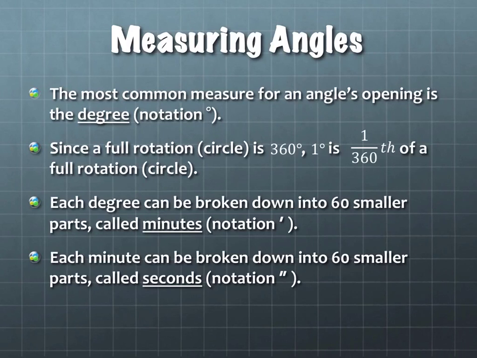Now let's talk about measuring angles. This is where I was headed and got a little ahead of myself. Sorry about that. The most common measure for an angle's opening is called the degree. Okay, little circle up in the middle of the air, almost looks like a superscript, or same location you would put an accent mark or a quotation mark. Because the full rotation of a circle is 360 degrees, 1 degree would be 1/360th of a full rotation.